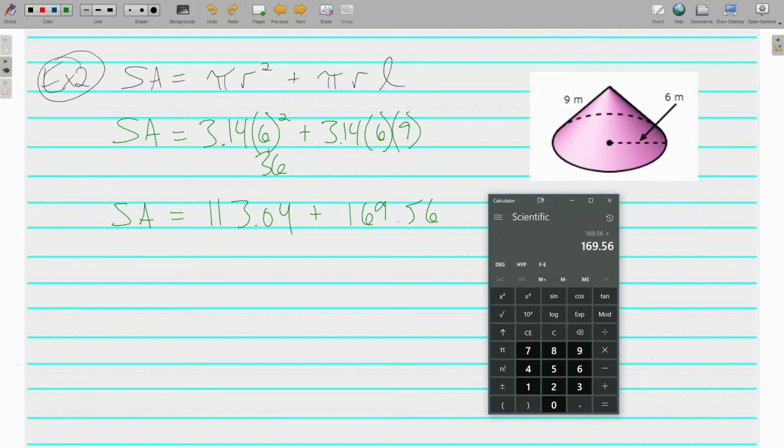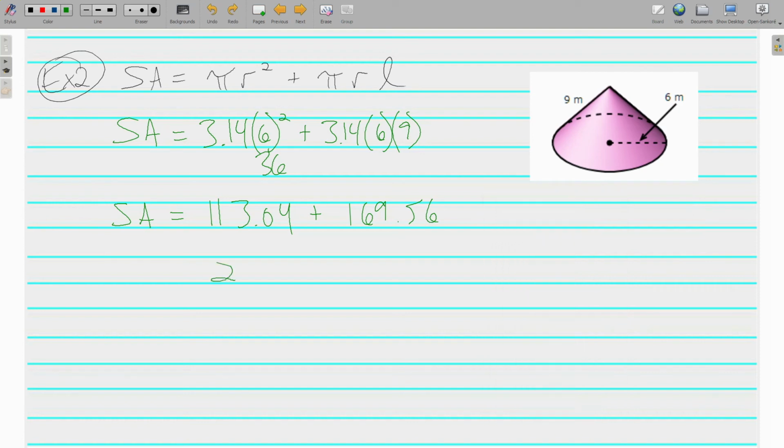And we will add the 113.04 to that, and we'll get a surface area of 282 and 6/10 square meters. Alright, so that's the formula. Let's plug it in. That's cones.